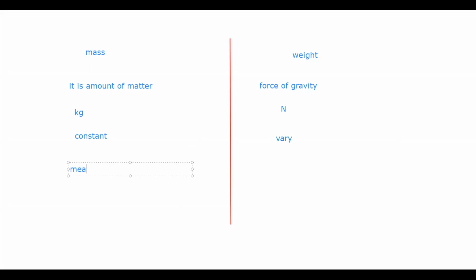Mass of an object is measured by the instrument called a beam balance, where weight of an object is measured by a spring balance, or force meter you can also say. So spring balance or force meter is used to measure the weight of an object, and mass of an object is measured by beam balance. I will show the picture for you.